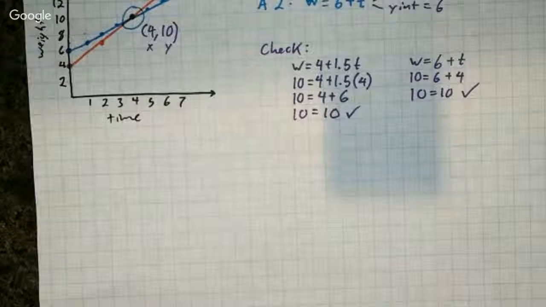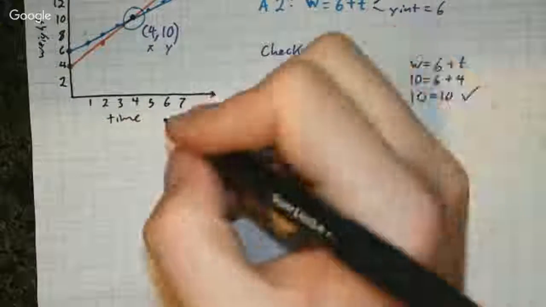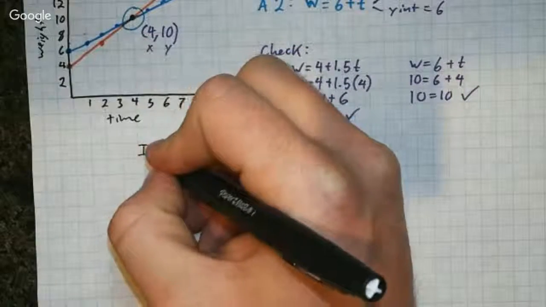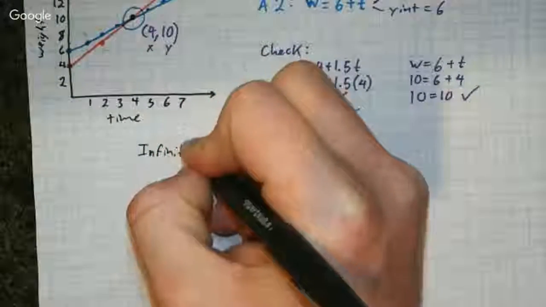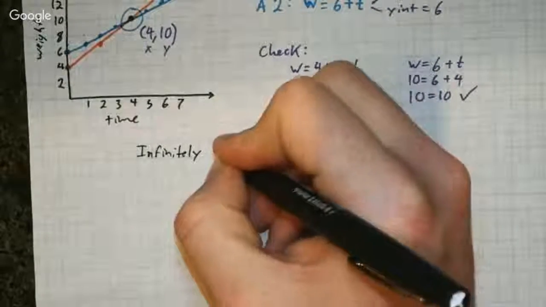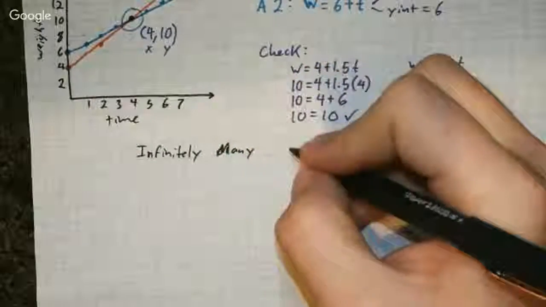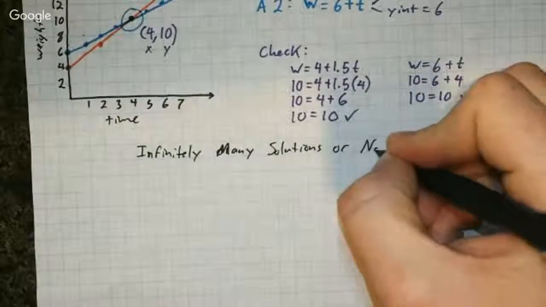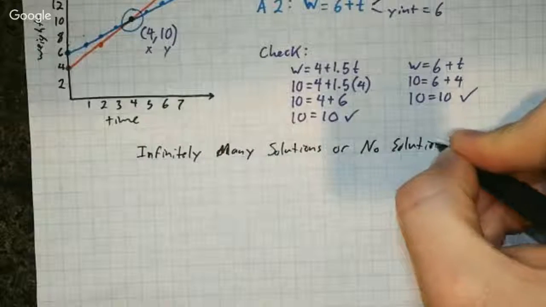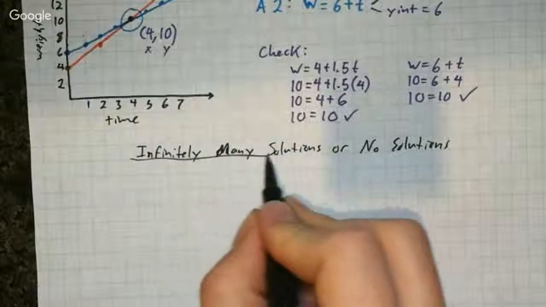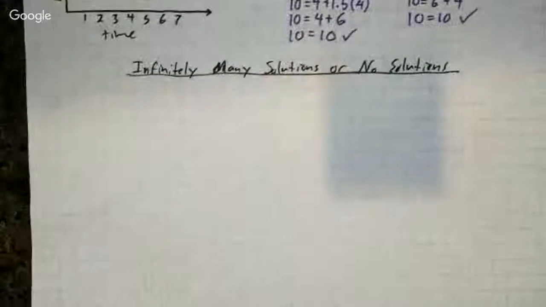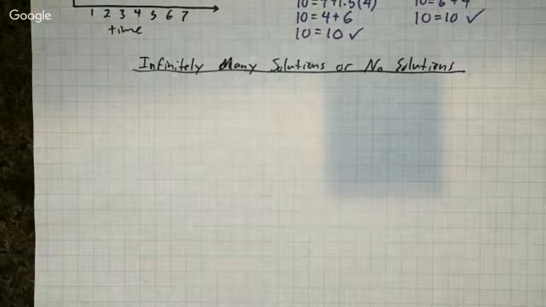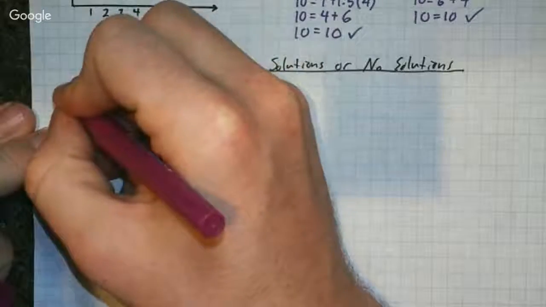Okay, last modeling question. And this one is, what if we get to the case where we have infinitely many solutions or no solutions? What if we get into this situation? Let's take a look at an example of each of them. Okay, first of all, we're going to have a little bit of a note here.